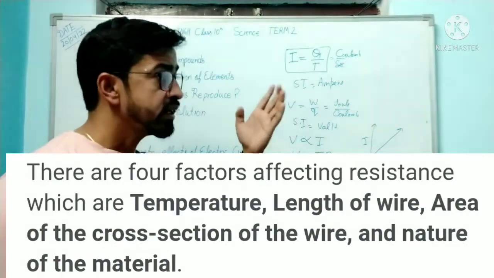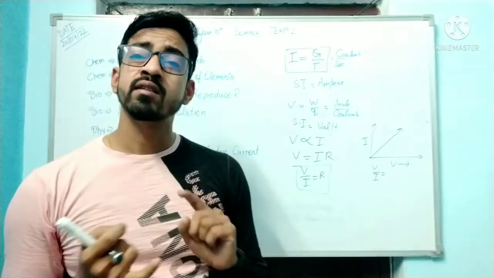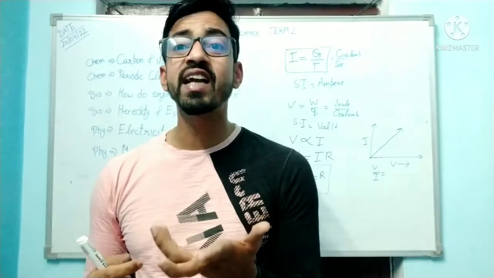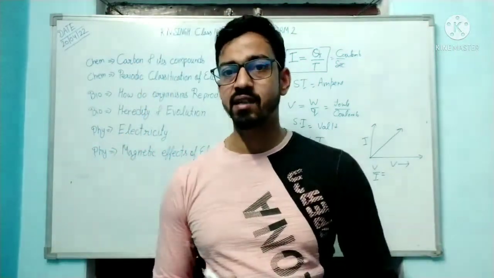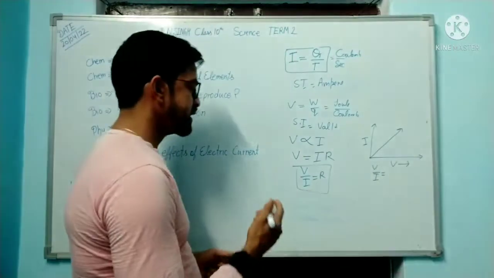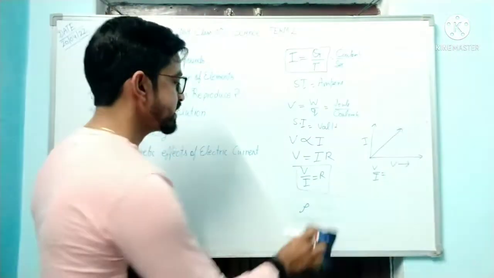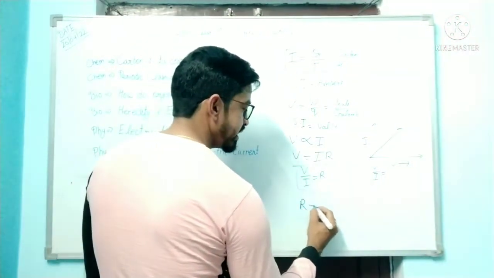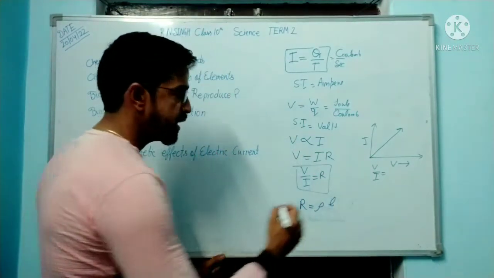By which we also define conductor, insulator, semiconductor, according to their ability of stopping the electric current. So another topic is resistivity. Okay, from where is it generated? It is generated from the resistance. So resistance basically depends upon the resistivity, length of the wire and area.